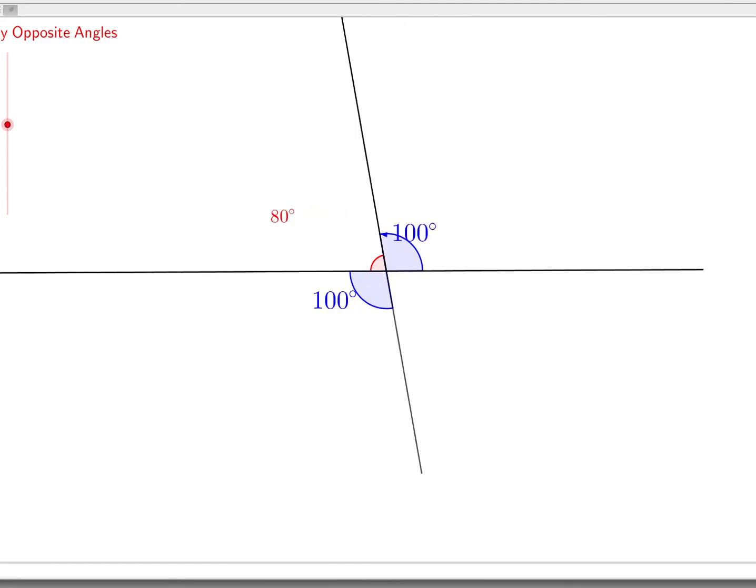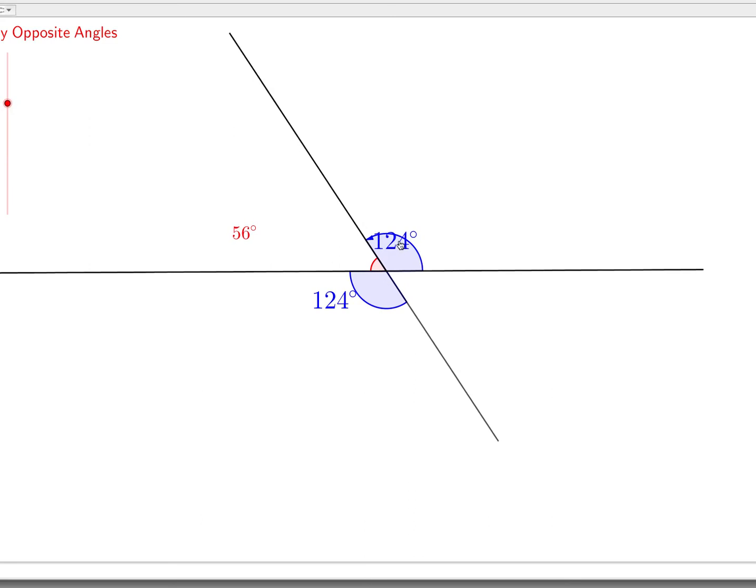Even when you go right round into the obtuse angles, on opposite sides of the vertex, the angles are equal. And I'm missing 56 in here, for example. So that's vertically opposite angles.